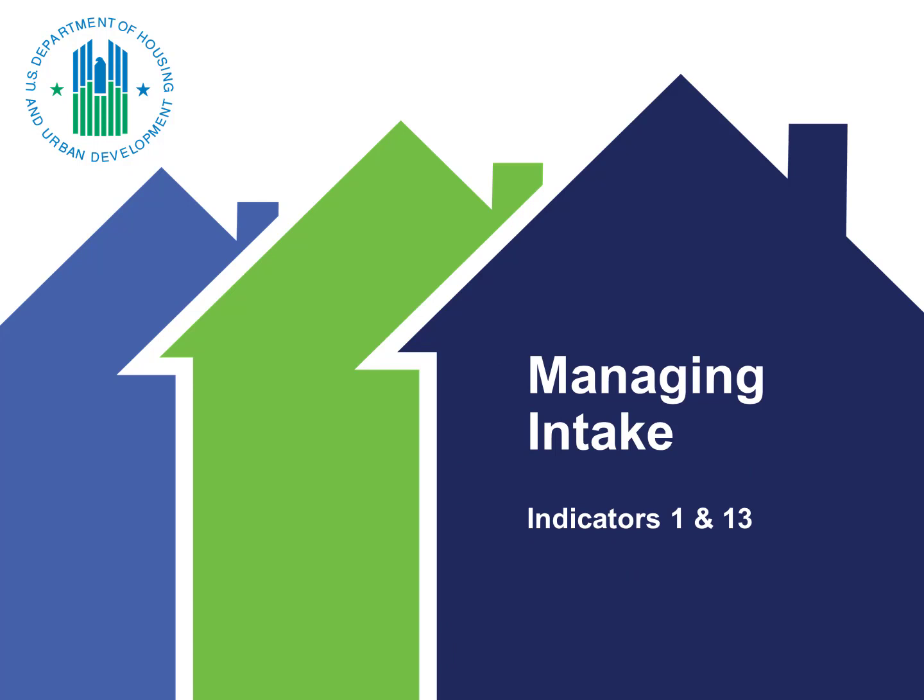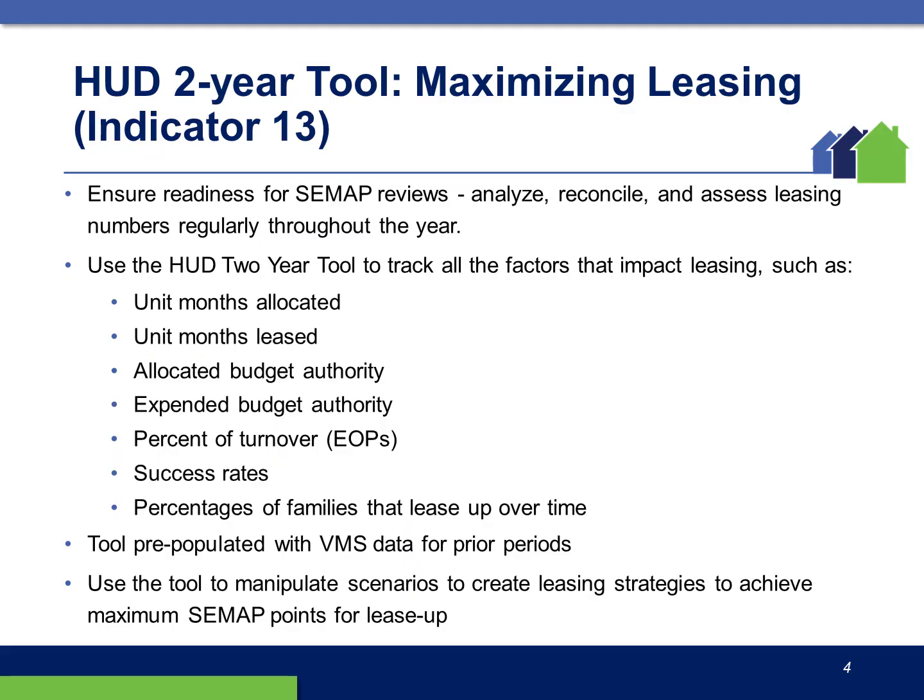Module 3 will provide a closer look at indicators 1 and 13, which are related to managing intake. HUD's two-year tool can help PHA staff maximize leasing through planning. The tool will help PHAs analyze, reconcile, and assess leasing numbers regularly and throughout the year by tracking all the factors and metrics that impact leasing. You can use the two-year tool to pull VMS data and manipulate different scenarios in order to achieve the maximum number of SEMAP points. You can develop leasing strategies in accordance with the highest possible SEMAP outcomes.